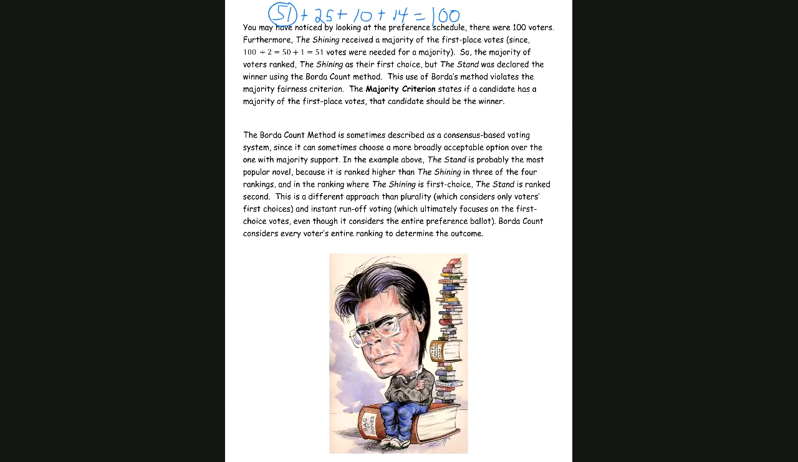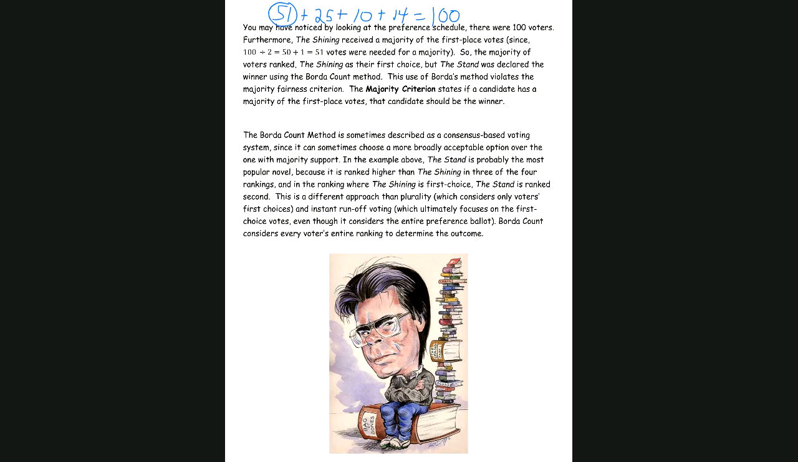So this use of Borda's method violates another fairness criterion. We've talked about monotonicity and the Condorcet criteria before, but now we're going to add another one, the majority criterion. The majority criterion states that if a candidate has a majority of the first place votes, that candidate should be the winner. That's not the case in this election, so we say that this use of the Borda count method has violated the majority criterion.